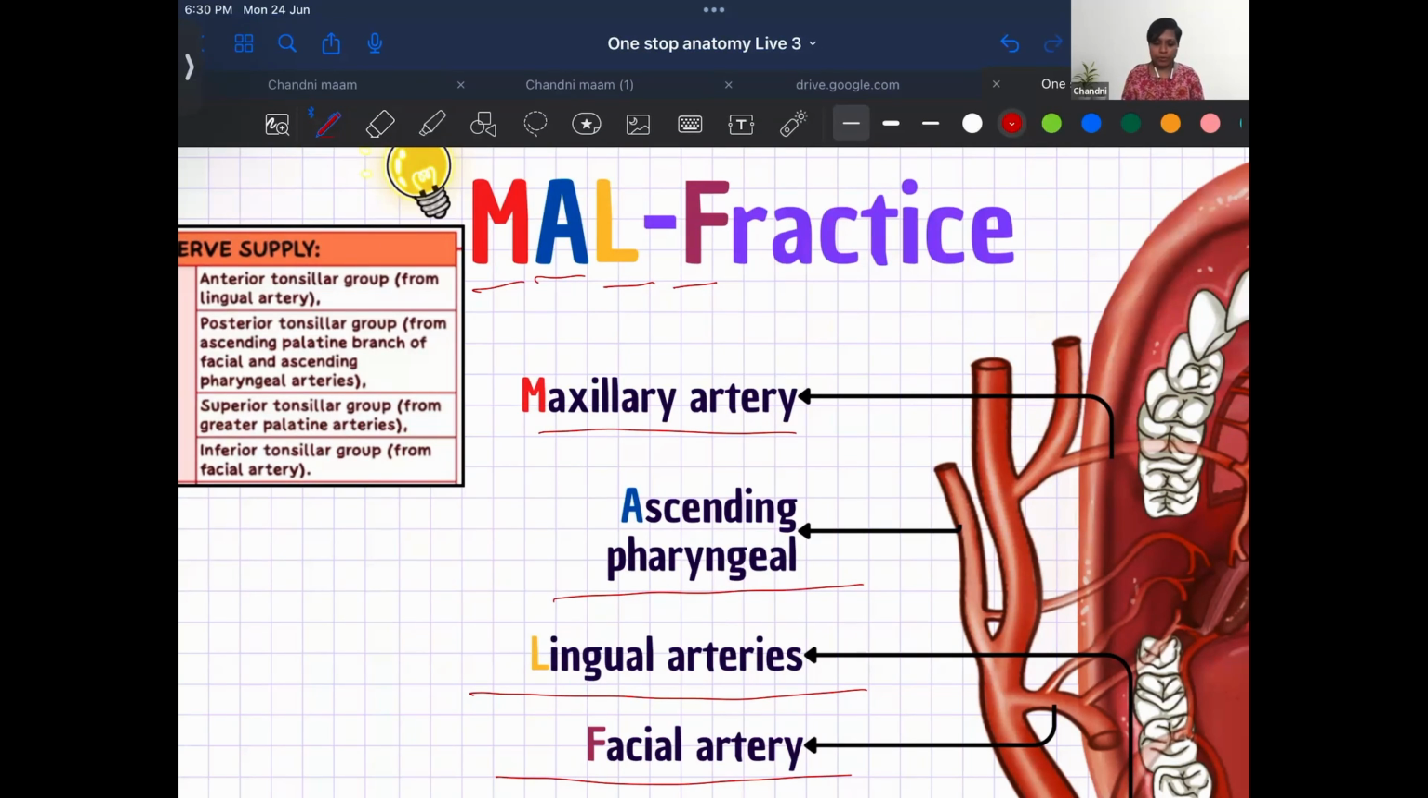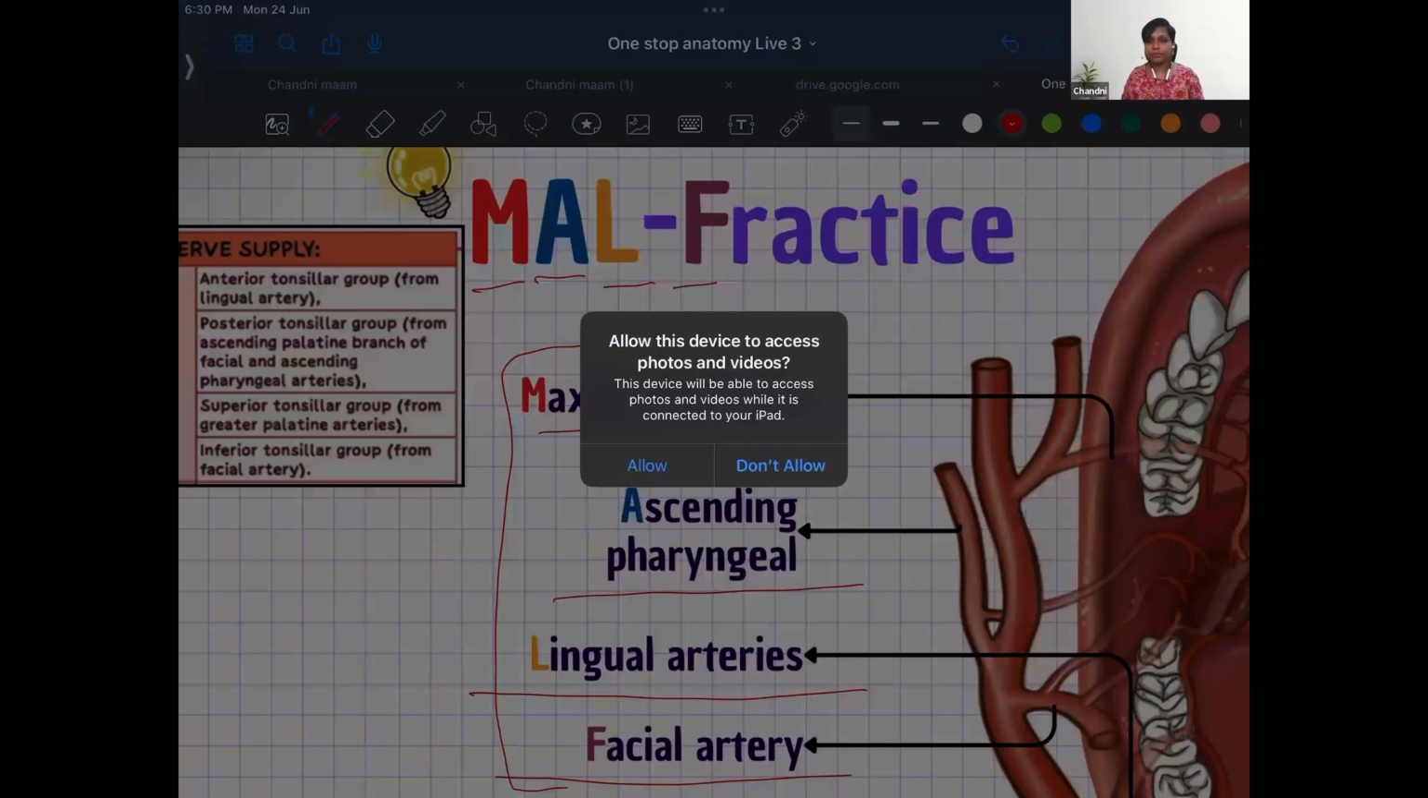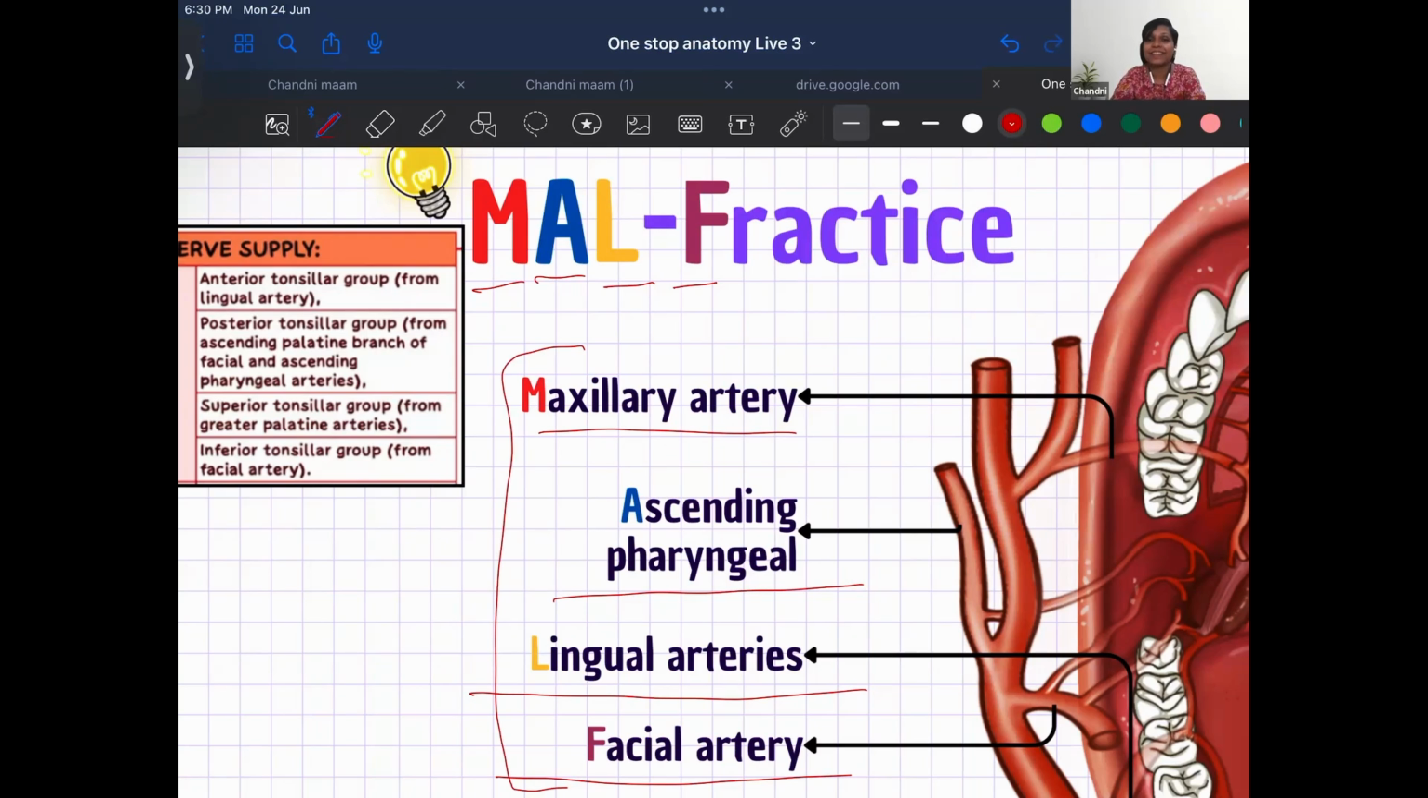Okay. Now, can you tell me what is common between all four of these arteries? This is not related to the tonsil, but anybody in the chat box? What is common between these four arteries? Yes, they're all branches of the external carotid artery. All of them.